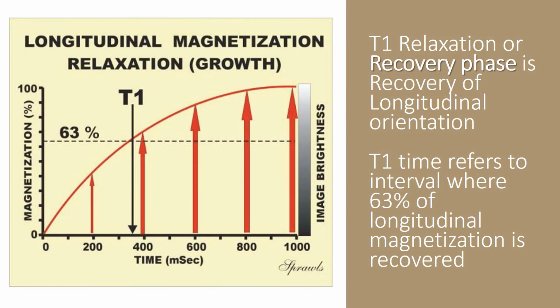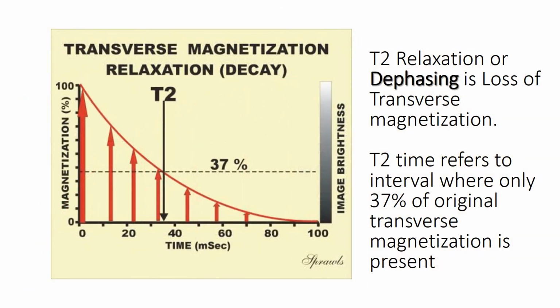T1 relaxation or recovery phase is recovery of longitudinal orientation. T1 time refers to the interval where 63% of longitudinal magnetization is recovered. T2 relaxation or dephasing is loss of transverse magnetization. T2 time refers to the interval where only 37% of original transverse magnetization is present.